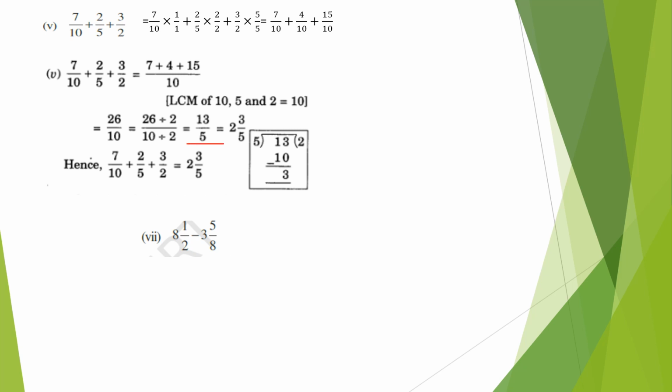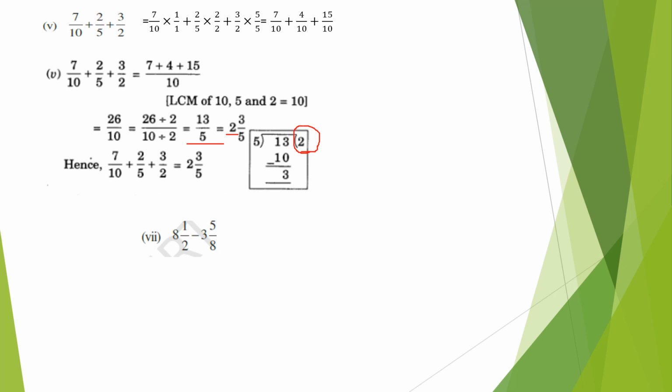Which is an improper fraction. So we can convert this improper fraction into a mixed fraction. How can we convert? By dividing 13 by 5, we get the quotient as 2, which is the whole number part in the mixed fraction. And the denominator is the same, that is equal to 5. The remainder becomes the numerator. So 13 by 5 is equal to 2 integer 3 upon 5.